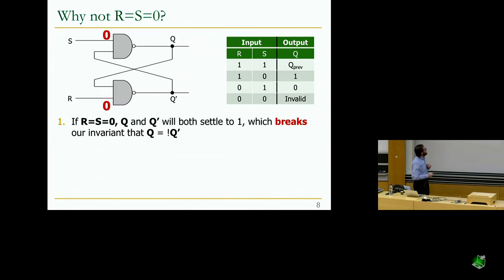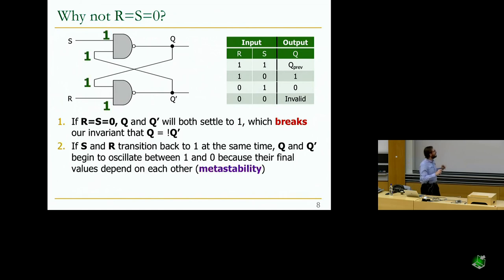The second issue, which is related actually, is when you transition S and R back to 1 at the same time, let's say. You can never do it exactly at the same time, but it doesn't matter actually, even if you don't do it at the same time, you will run into this issue. Let's assume that you had these 0, 0, and you transition them back to 1 at the same time. What will happen is Q and Q prime will start to oscillate between 1 and 0, because their final values actually depend on each other. Because once you set S and R to 1, the output of this NAND actually is dependent on whatever is coming from the other inputs, for both of the NANDs.